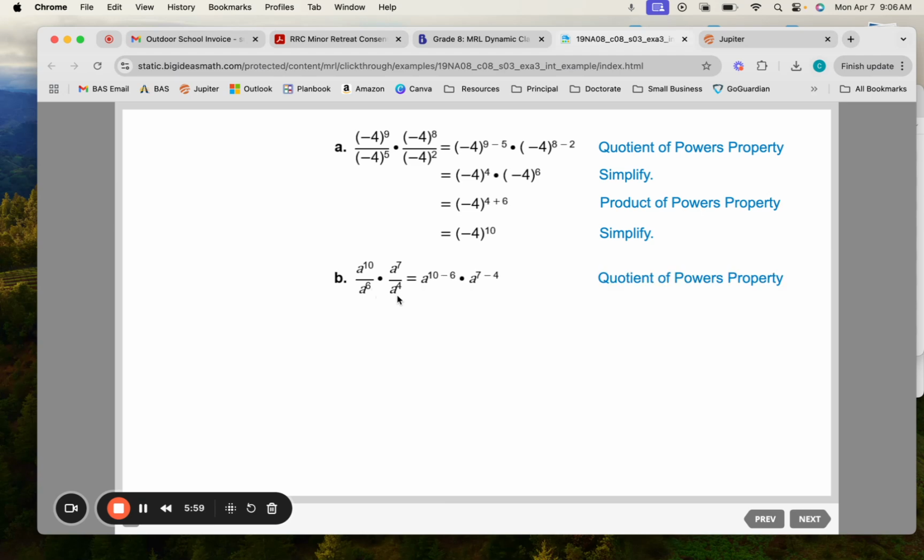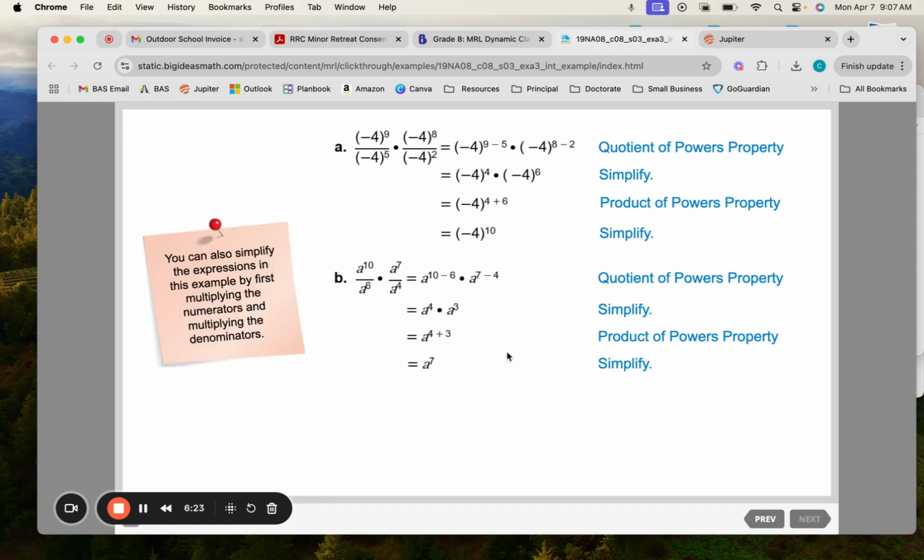Correct. And A to the power of 7 minus 4. And that equals A to the power of 4 times A to the power of 3. A to the power of 7. There we go. A to the power of 7.